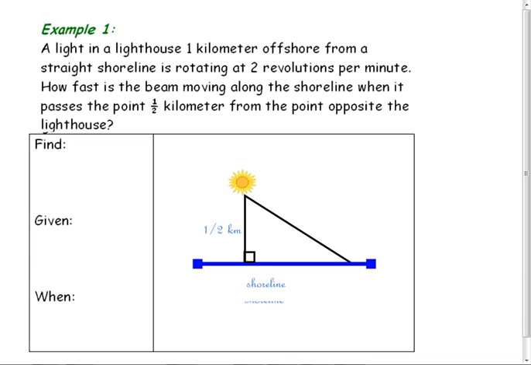But anyway, this lighthouse is 1 kilometer offshore from a straight shoreline, and it's rotating at 2 revolutions per minute. I shouldn't have this 1/2 kilometer here. This should be 1 kilometer. Remember what we want to do: label things that are fixed. That lighthouse isn't moving, and the shore is not moving either. It's rotating around at 2 revolutions per minute.